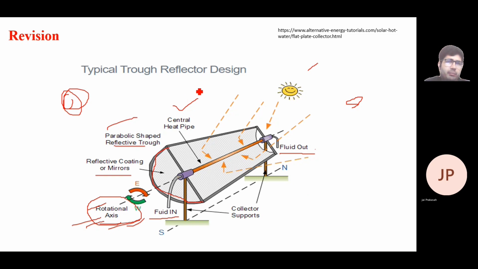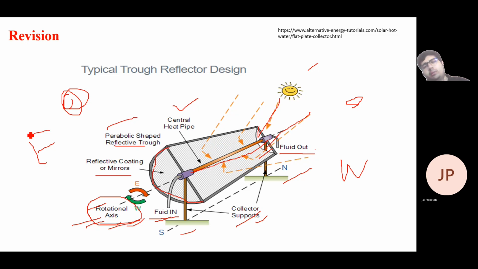As you can see in this diagram, the rays are directly coming on this, striking the parabolic surface and reflecting to the central heat pipe, and the fluid goes in and out. It's heated in between. We also have to provide supports, because this structure requires support. This is north and south, so this is east and west.